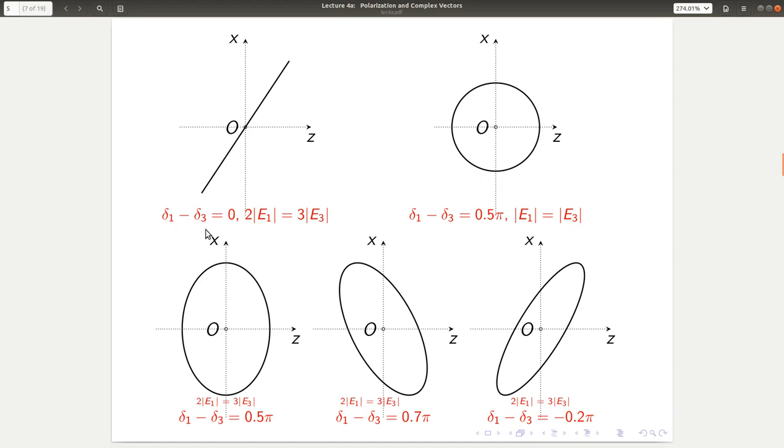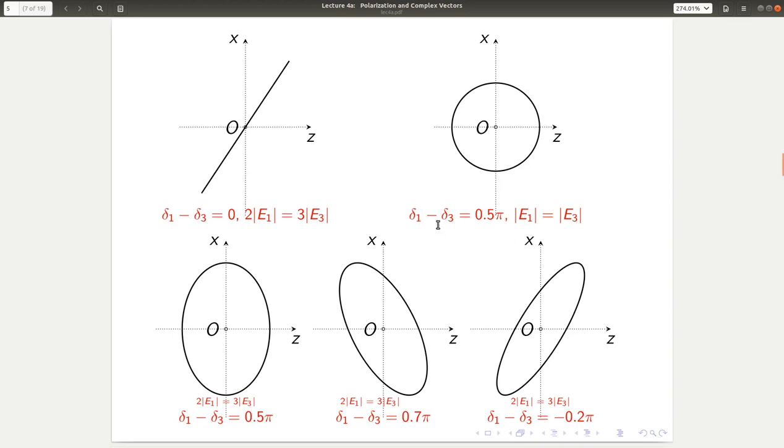So delta 1 minus delta 3 I have chosen to be 0, but the magnitudes of E1 and E3 are not equal. It's 2 times E1 equal to 3 times E3. And then we get a linearly polarized wave which is along, making this angle. By the way, all these graphs are real graphs drawn using something called TikZ, which is part of LaTeX, which is a typesetting software. So I strongly recommend that you also reproduce these graphs. Okay, so if you do this, you get a linearly polarized wave.